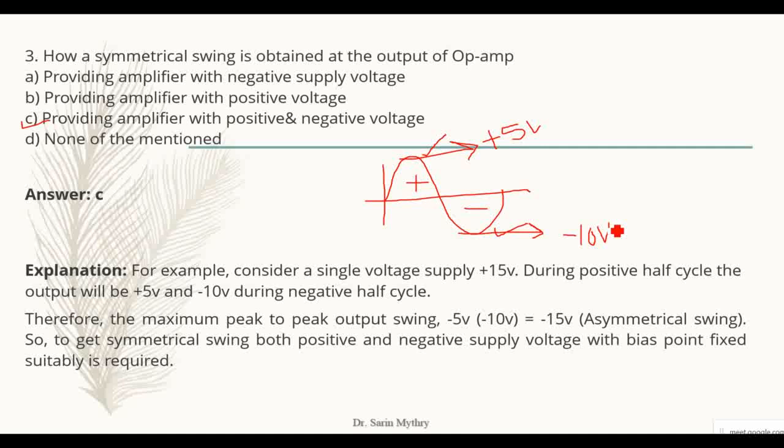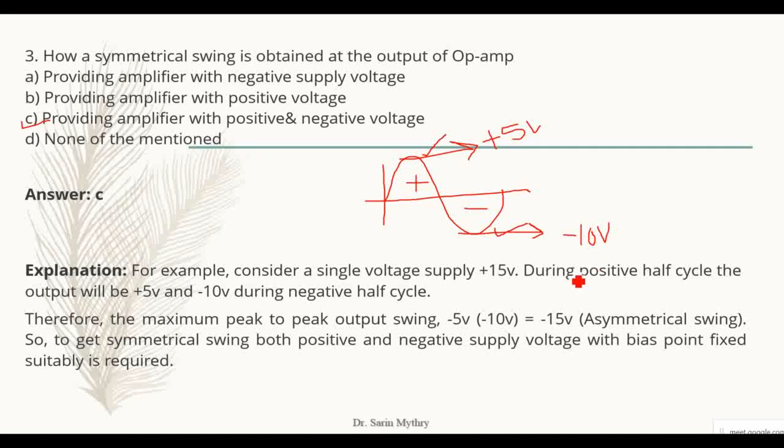Therefore, the maximum peak to peak output swing is equal to 5 plus 10, that is 15 volts, which is an asymmetrical swing, not symmetrical. Why? Because we have taken positive 5 and negative 10, so it is not symmetrical, it is asymmetrical, but ultimately you are going to get a swing of the voltage. It is not going beyond that, which is the practical case. So to get a symmetrical swing, both the positive and negative supply voltages with a suitably fixed bias point are required.